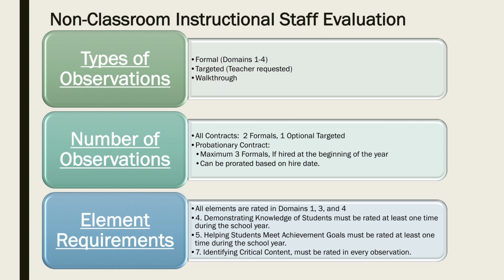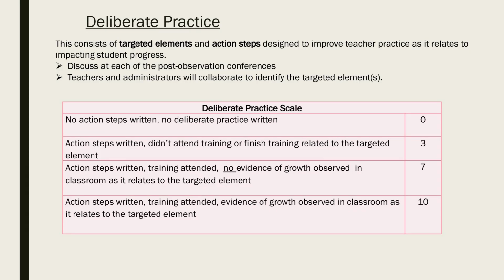Before we review the element requirements, let's take a moment to talk about deliberate practice plans. A deliberate practice plan consists of targeted elements and action steps designed to improve teacher practice as it relates to impacting student progress. The deliberate practice plan and the progress made toward accomplishing the targeted elements and action steps will be discussed at each of the post-observation conferences.